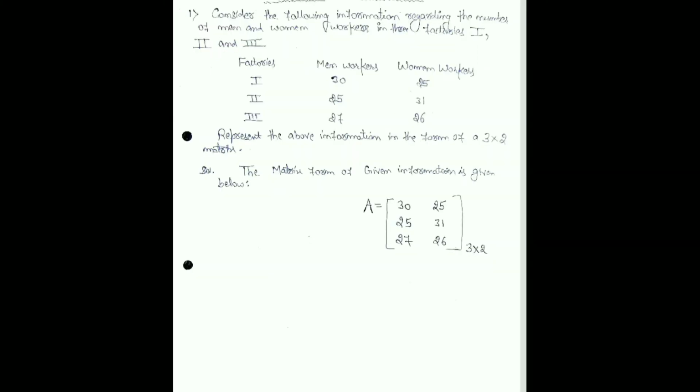Now I show you an example based on the matrix. I hope it is visible on your screen. In this example, we are given information regarding the number of men and women workers in 3 factories. In factory number 1, men workers are 30, women workers are 25. In factory number 2, men workers are 25, women workers are 31. In factory number 3, men workers are 27 and women workers are 26. And we have to represent the above information in the form of a 3 cross 2 matrix.